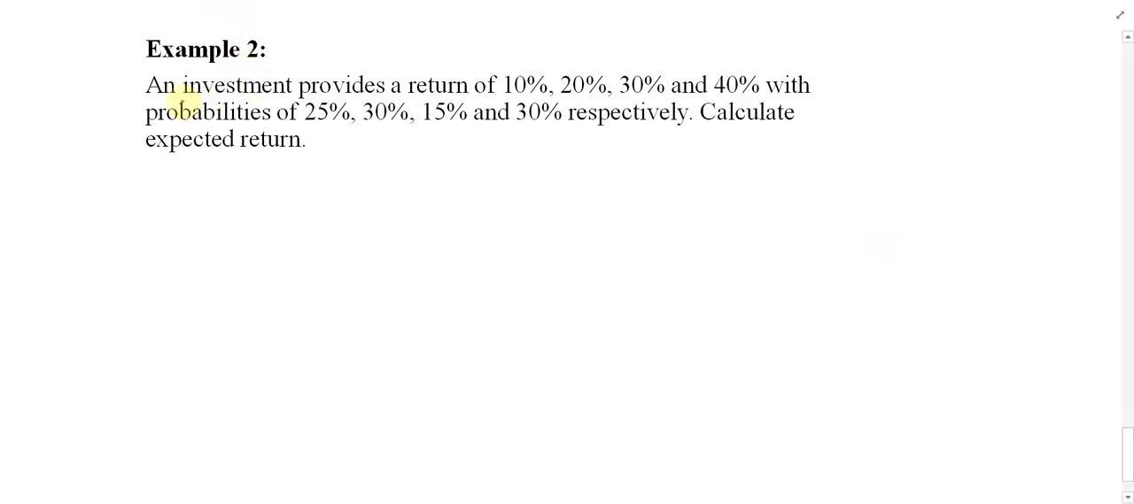So let us do the next example. Example number 2. An investment provides a return of 10%, 20%, 30%, 40%. These are the expected returns: expected return of 10%, expected return of 20, expected return of 30, and expected return of 40, with the probability of 25, probability of 30, probability of 15, and probability of 30 respectively.